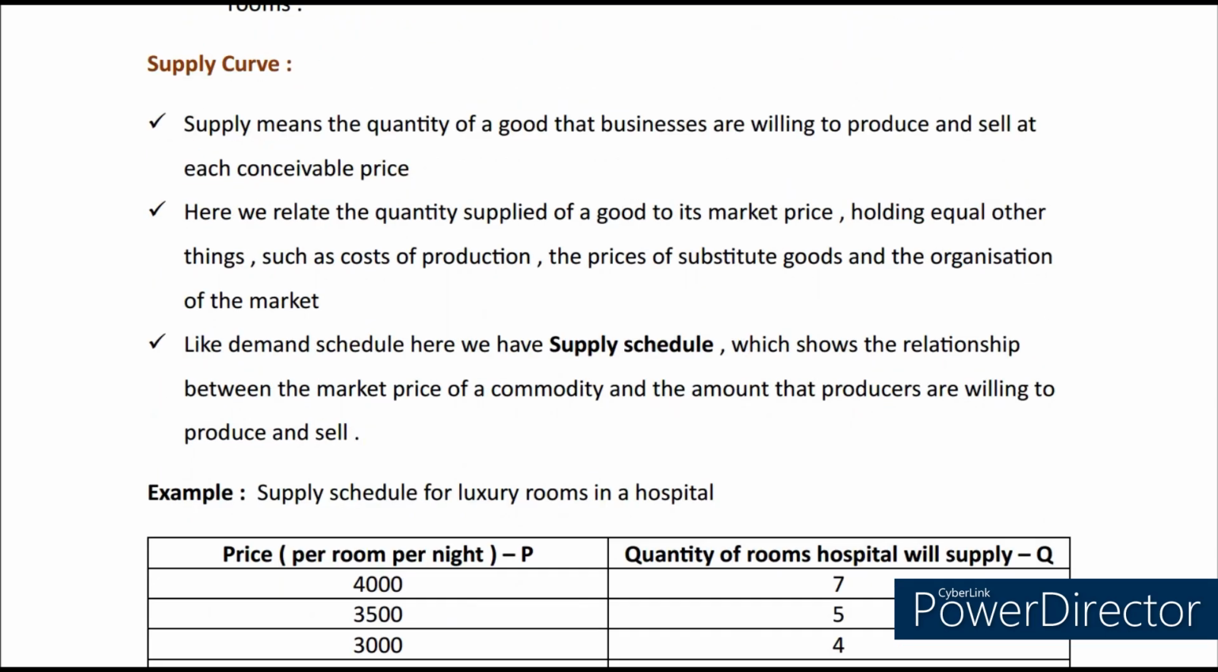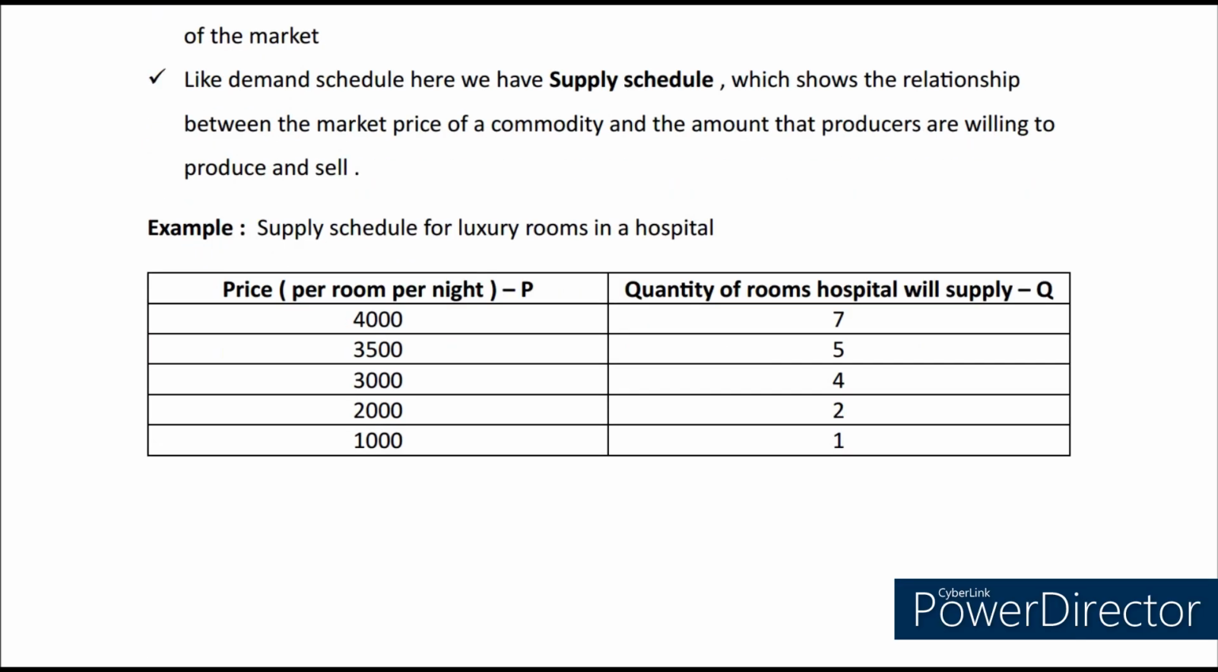Now coming to the supply curve, which is similar to the demand curve, but in this case, we will see it from the point of view of the supplier. Supply means the quantity of a good that businesses are willing to produce and sell at each conceivable price. So here we relate the quantity supplied of a good to its market price. We will keep all the other factors constant, such as costs of production, the prices of substitute goods, and the organization of the market. So like the demand schedule, here we have the supply schedule. It shows the relationship between the market price of a commodity and the amount that producers are willing to produce and sell. So let's understand this with the same example, that is the supply schedule for luxury rooms in a hospital.